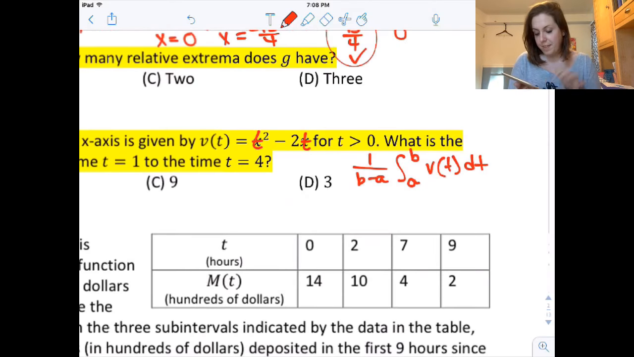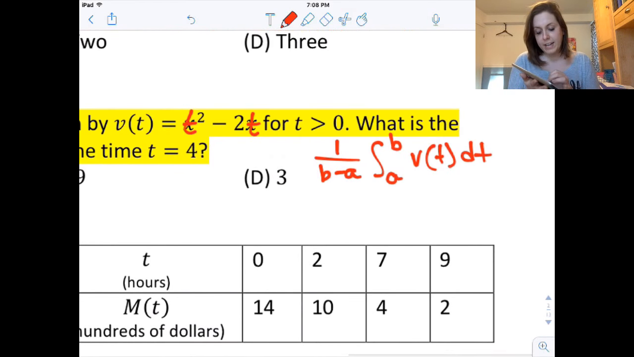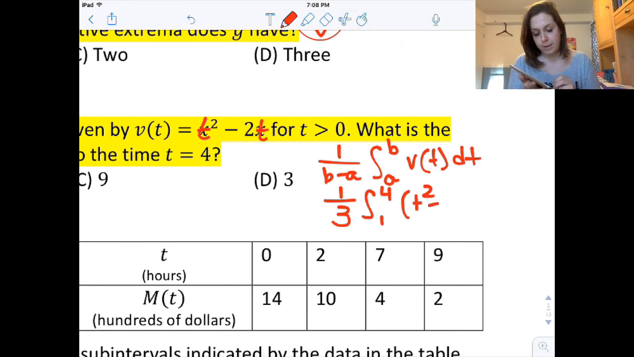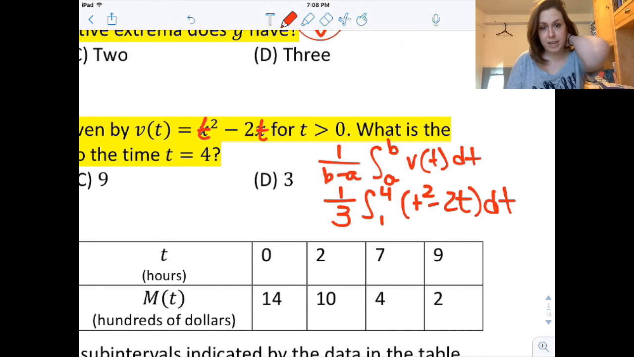And I want this from 1 to 4. So what I need to find is 1 over 4 minus 1, the integral from 1 to 4 of v of t, which is t squared minus 2t dt. That's what I actually need to calculate there. If they had given me position and asked about average velocity, then I would have done f of b minus f of a over b minus a. But because they gave me velocity and asked about average velocity, I need the average value of that function.